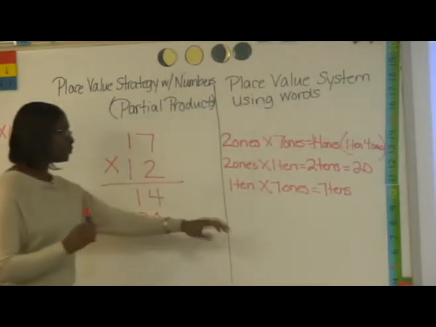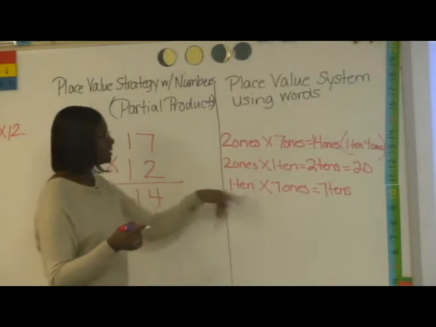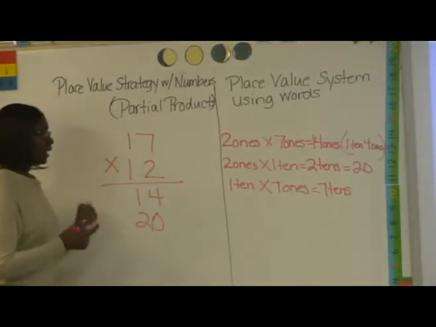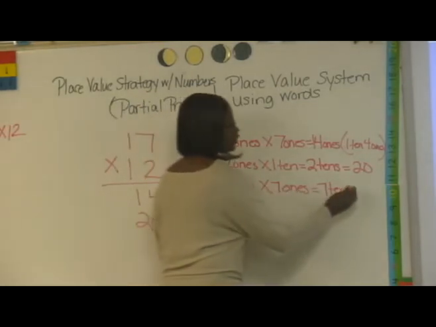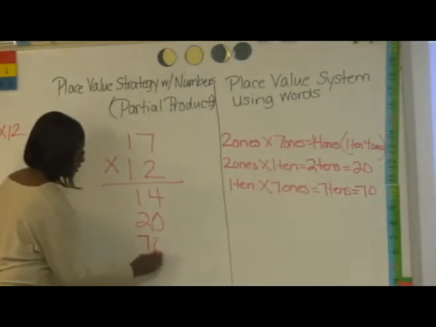What you're thinking about is 1 times any number is that number. So 1 times 7 is going to be 7 tens. Alright, and 7 tens is equal to 70. So you write your 70.